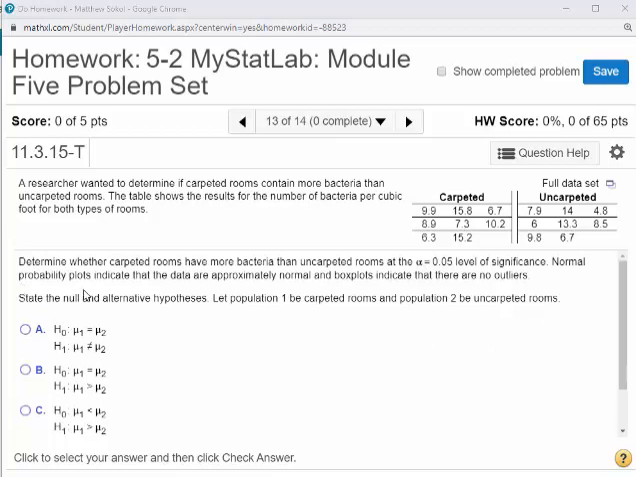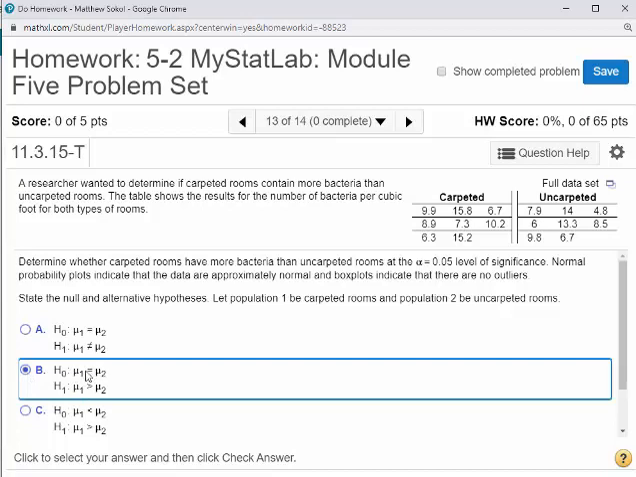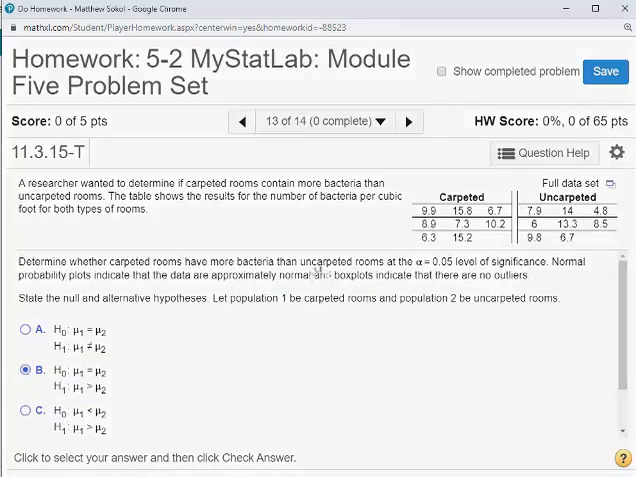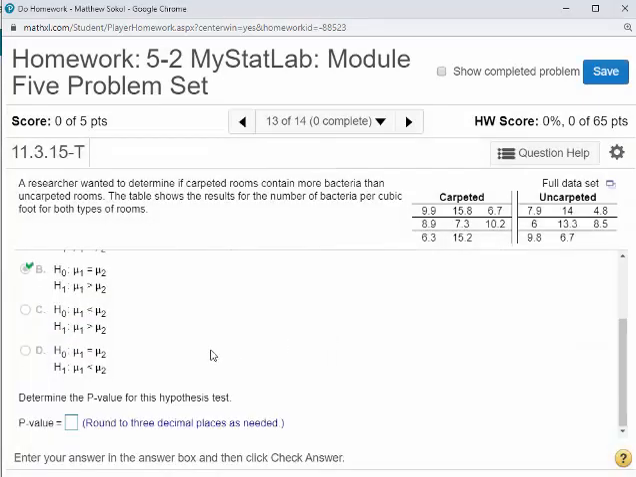All right, normal probability plots indicate the data is approximately normal, and box plots tell us there's no outliers. Great. So state the null and alternative hypothesis. So let's let population 1 be the carpeted rooms over here, population 2 be the uncarpeted. So what we wanted to say here, it's going to be B. Remember, the null is always a statement of equality, and the alternative is that the population mean for 1 is greater than the population mean for 2, or the mean number of bacteria here is greater than the mean number of bacteria over there. Great, we got it.